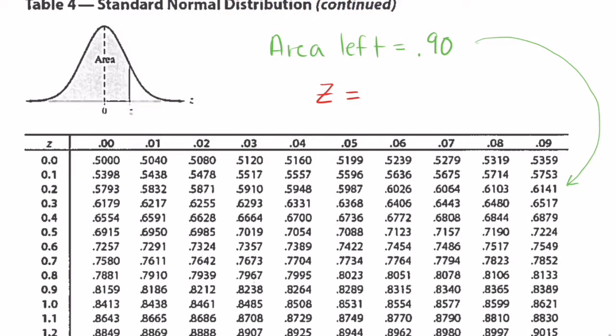All right, so I'm going to search the areas here, looking for an area of 0.90, and it looks like the closest I can get is 0.8997. So that's going to correspond to a z-score of 1.28.